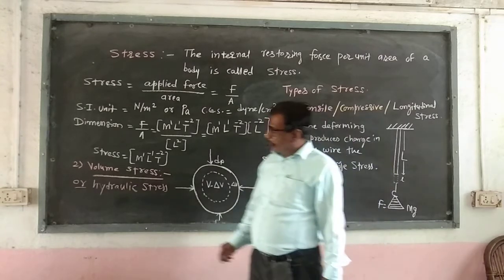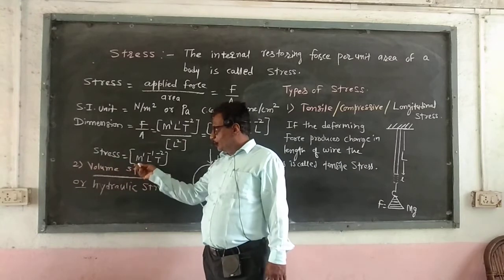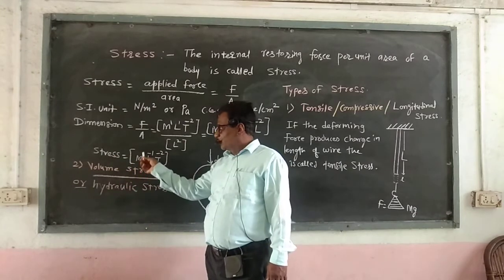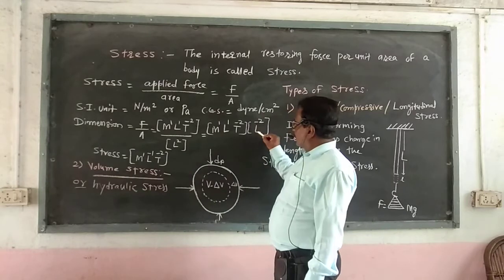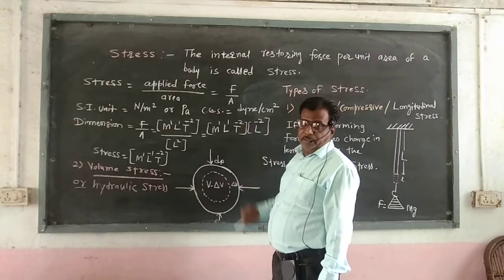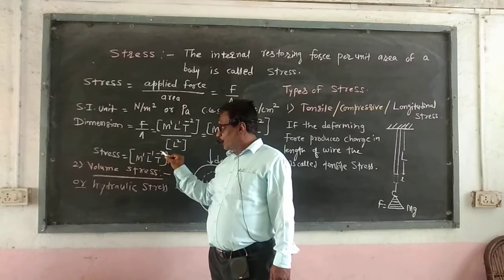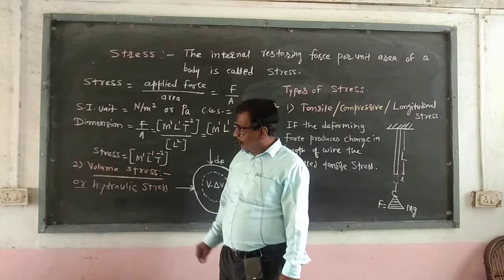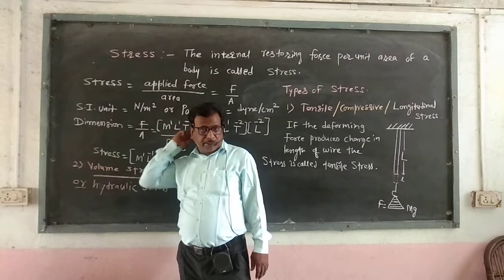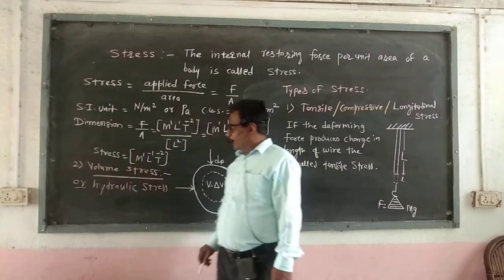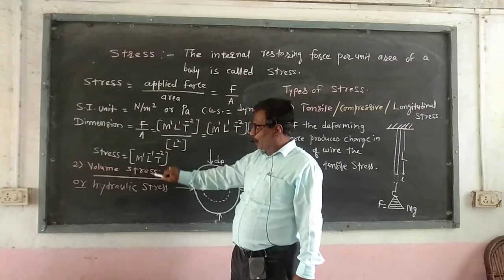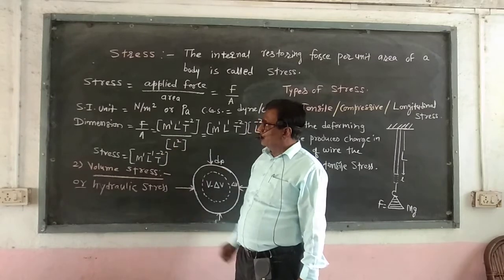So we get dimension of stress is equal to, in square bracket, M raised to power 1, L raised to power minus 2 plus 1. Minus 2 plus 1 becomes minus 1. T raised to power minus 2. So we get dimension of stress is equal to M1 L raised to power minus 1 T raised to power minus 2.